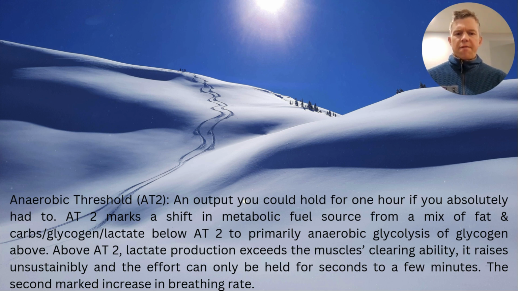AT2 marks a shift in metabolic fuel source from a mix of fat, carbs, glycogen, and lactate below AT2 to primarily anaerobic glycolysis of glycogen above AT2. Some key points of that fuel source and metabolic pathway are that it gives us really fast production of ATP, but it does so with a large amount of lactate being produced.